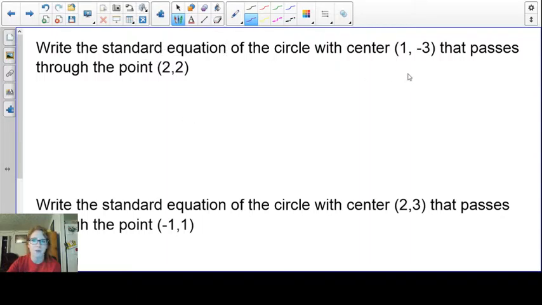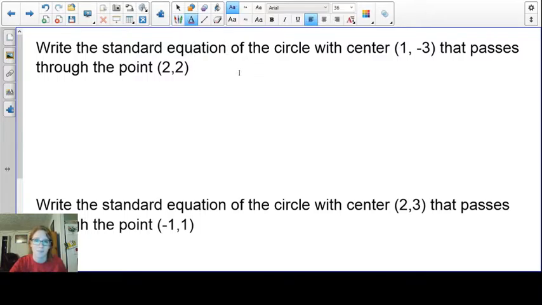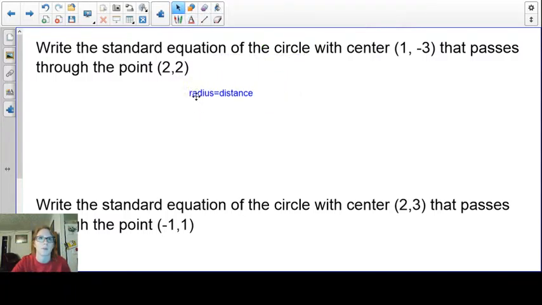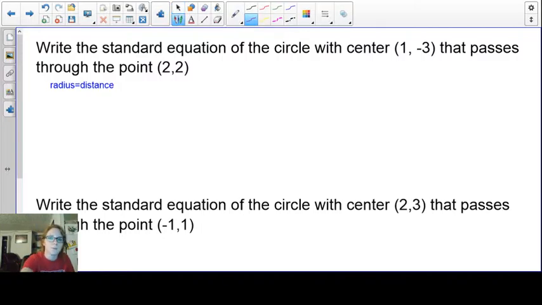All right, so now we're given the center and a point. So what we need to do here is find the radius. Well, isn't the radius just equal to the distance? Let me switch to smaller size. So we're going to use the distance formula. Since the radius is the distance from this point to this point, all the way around, we're going to use my distance formula. And we've seen that before.